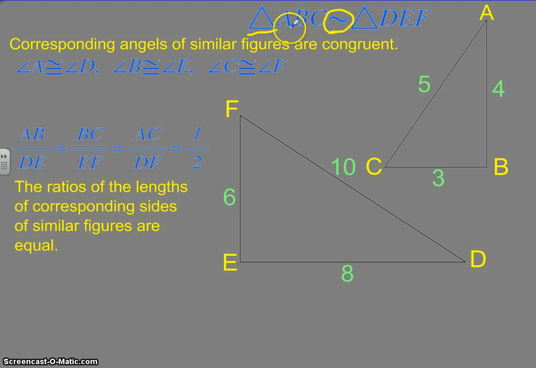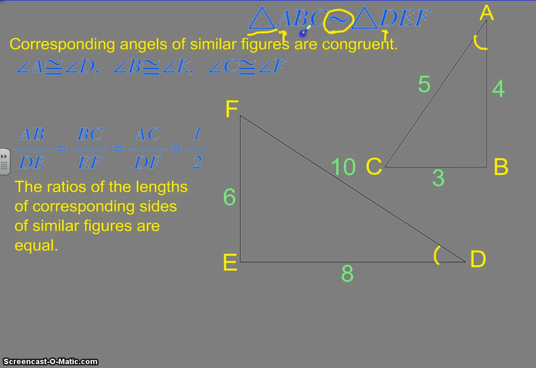Okay, but there are some things we can look at in this similarity statement that tell us a little bit about these two triangles. We need to look at the order in which these letters are, because it's going to tell us something about what angles and sides correspond to what other angles and sides. So this angle right here, angle A, we can tell by the similarity statement corresponds to angle D. Those angles are exactly the same size. We call those congruent when they have the same measure, okay?